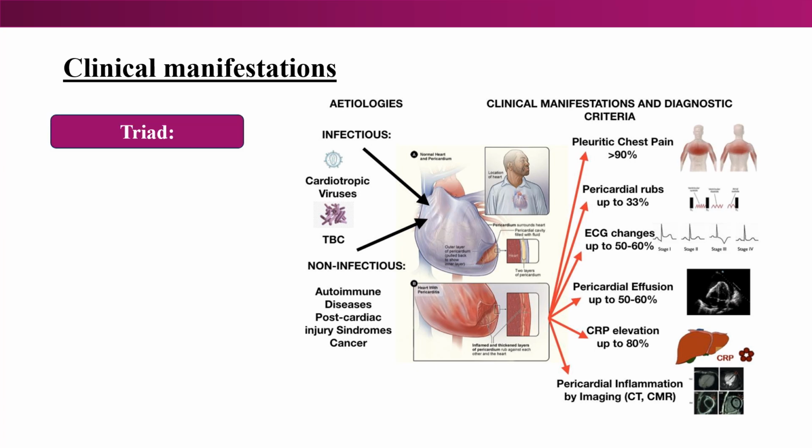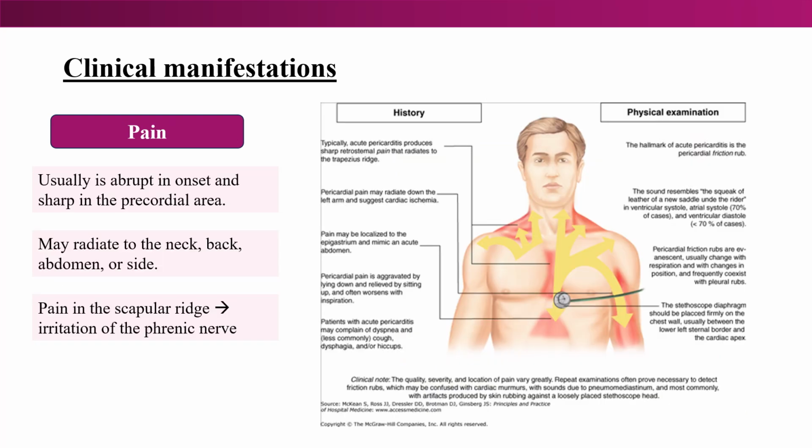Clinical manifestations. The manifestations of acute pericarditis include a triad we need to remember: chest pain, pericardial friction rub, and electrocardiographic (ECG) changes. The clinical findings may vary according to the causative agent. Nearly all people with acute pericarditis have chest pain. The pain usually is abrupt in onset and sharp, occurring in the precordial area, and may radiate to the neck, back, abdomen, or side. Pain in the scapular ridge may be due to irritation of the phrenic nerve.